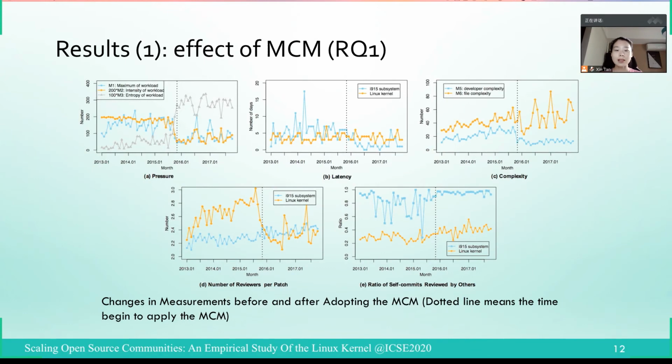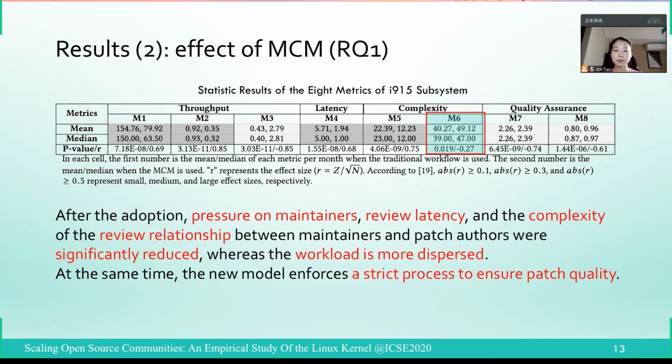Now let's see the results. These figures show the changes in measurements before and after adopting the MCM. It seems that all the metrics change after applying the new model. To evaluate whether these changes are significant, we did statistical testing. Except M6, all the metrics are significantly changed.